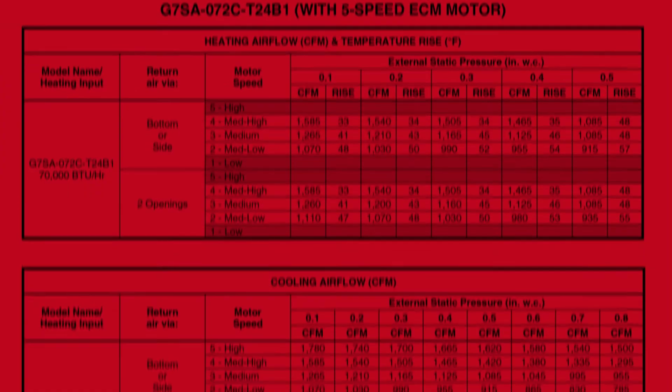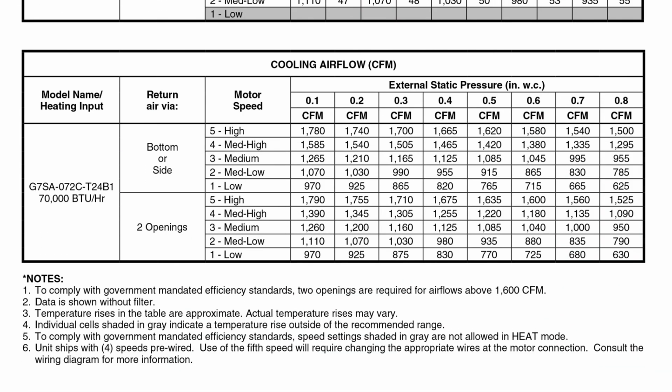The next table is the cooling table. This is going to look very similar. It's pretty much set up the same as the older generation blower chart. The duct static will range from a 0.1 all the way up to a 0.8, and we give you CFM values for that in correlation with the blower settings.